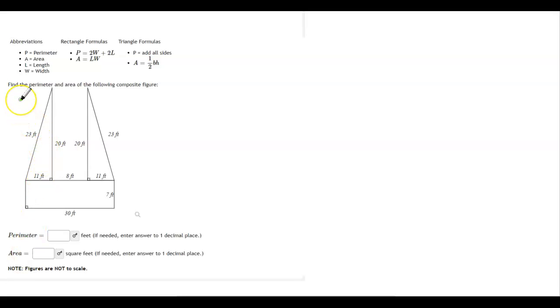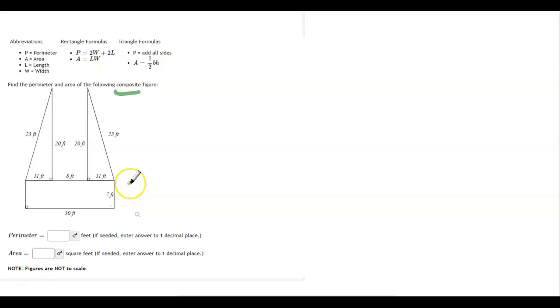Here's a good example of finding the perimeter and area in what's called a composite figure. A composite figure is one that's made up of other smaller figures, multiple figures. In this case, two triangles and a rectangle. We're asked to find its perimeter and its area.